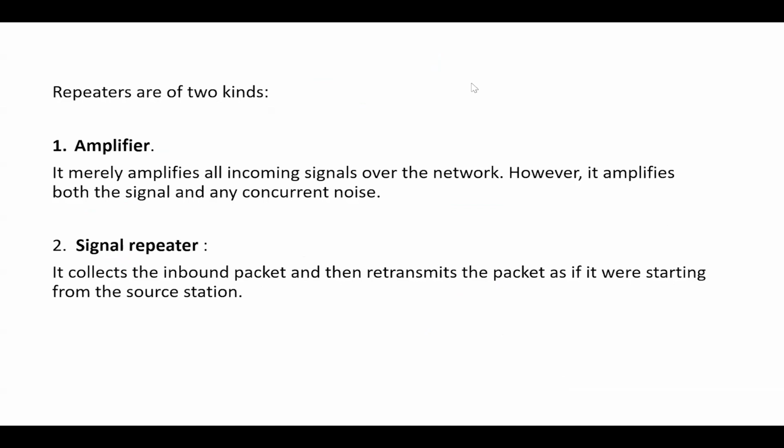Now there are two kinds of repeaters. Amplifiers merely amplify all the incoming signal into the network. However, it amplifies both the signal and any concurrent noise also. So noise is nothing but the disturbance in the signal. So an amplifier not only amplifies the data, whatever noise is there will also be amplified.